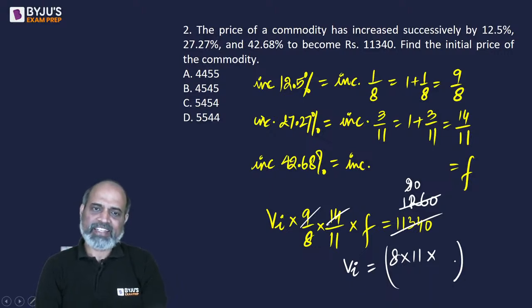Is it necessary for it to be in the table of 8? No, 42.68% may give us something which will take care of 8. It definitely will not cancel out 11.